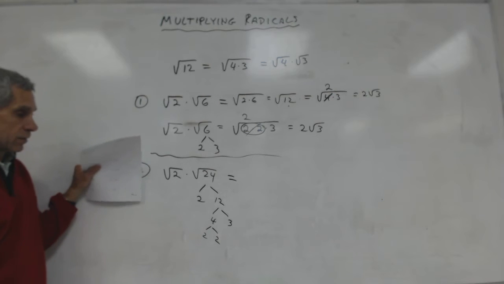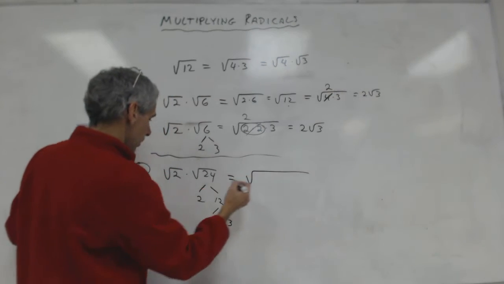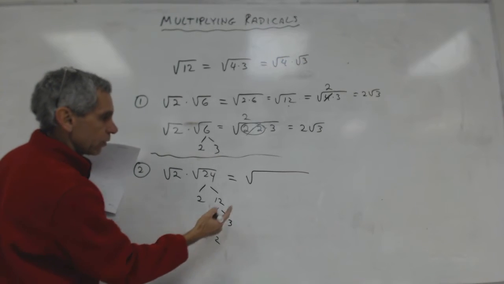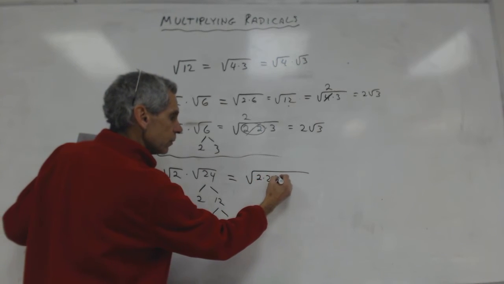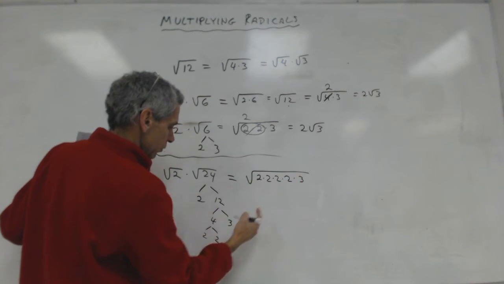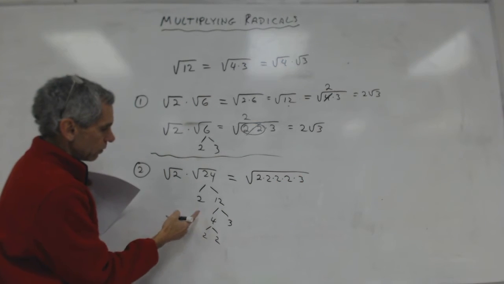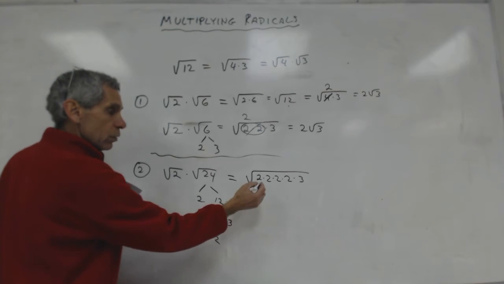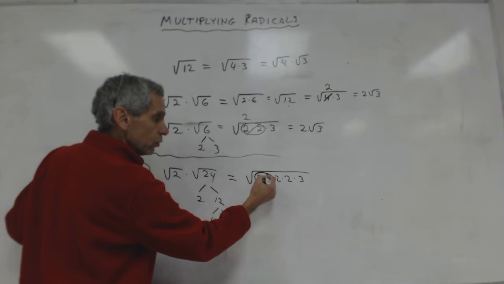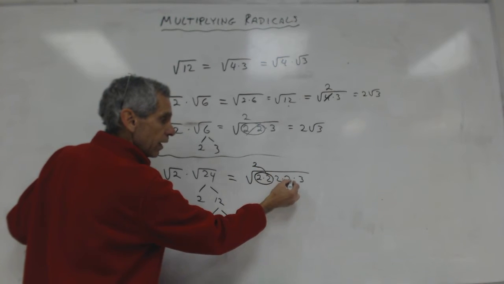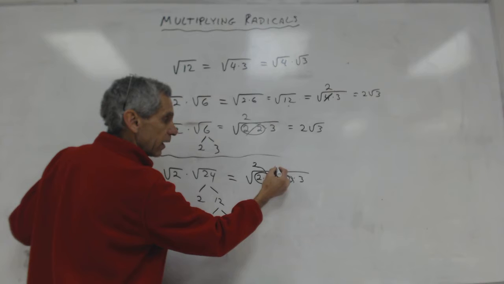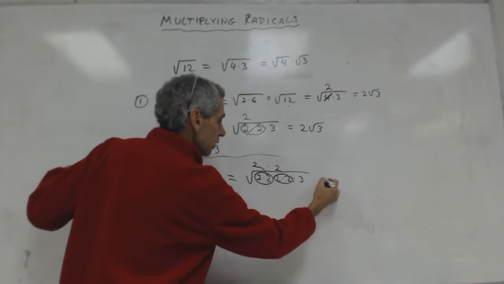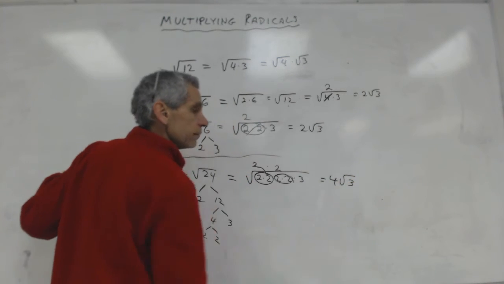So, in essence, I have the square root of 2 times 2 times 2 times 2 times 3. There's four 2's. So I have a group of 2 there, that comes out as a 2. I have a pair of 2's there, that comes out as a 2. 2 times 2, and I'm going to multiply those. So that gives me 4 square root of 3.